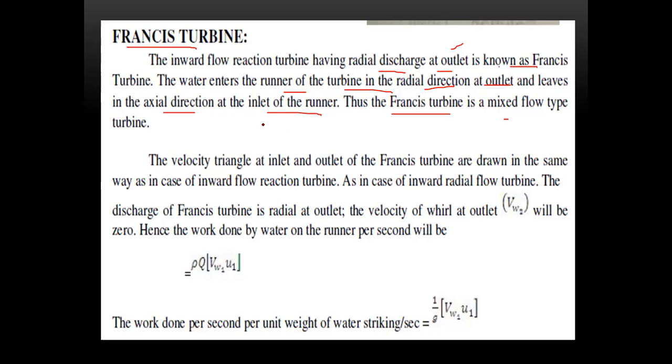Why? Because you are having both the things, right? Axial and radial. Now, the velocity triangles for the inlet and the outlet of the Francis turbine are drawn the same way as in the case of inward flow reaction turbine. As in the case of inward radial flow turbine, the discharge of the Francis turbine is radial. At outlet, the velocity of whirl VW2 will be 0.